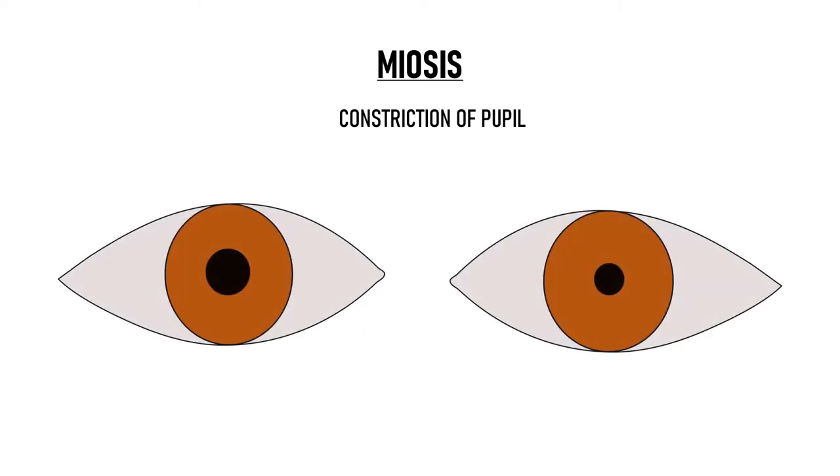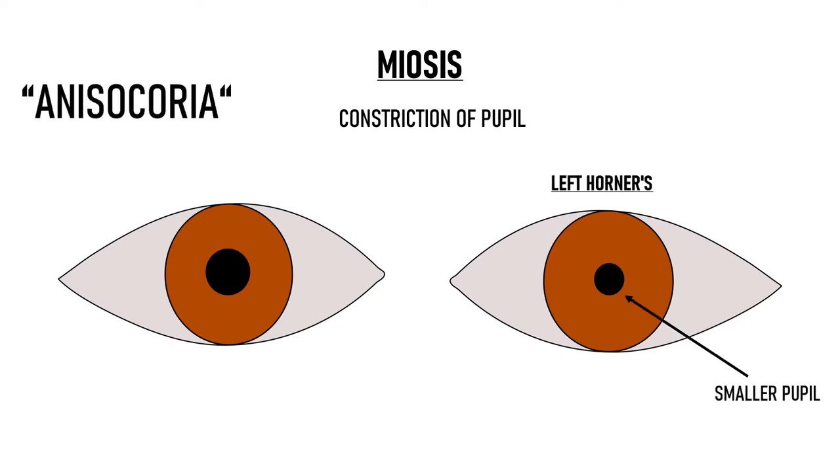For example, suppose this patient has a left-sided Horner's. We can clearly see anisocoria here. Now, what is the meaning of anisocoria? Anisocoria is when the size of the two pupils is different. An means not, iso means same, and choria means pupil. So, anisocoria means not same, or we can say different sizes of pupil. Alternatively, one can say that the pupil is larger on the right side than the left side.